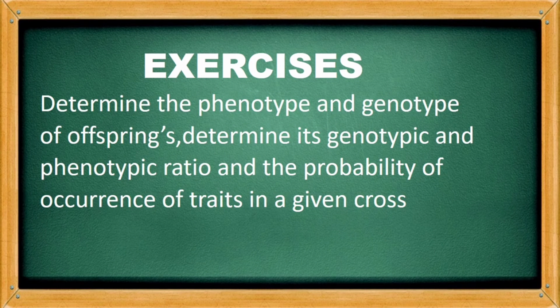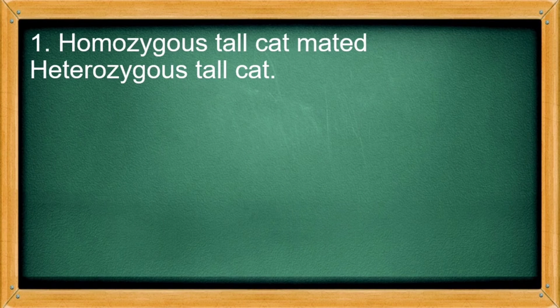After watching the video, let's have some exercises. Determine the phenotype and genotype of offsprings. Determine its genotypic and phenotypic ratio, and the probability of occurrence of traits in a given cross. Number 1. Homozygous tall cat mated with heterozygous tall cat. Now, give the phenotypic and genotypic ratio, the probability, and the phenotype and genotype of offsprings.